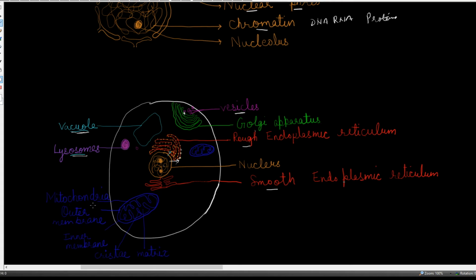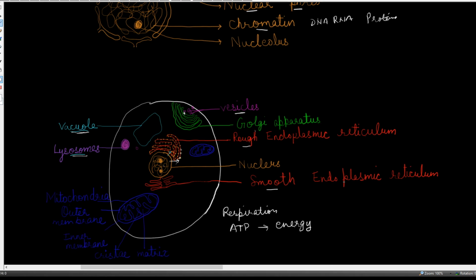Mitochondria, it is a very important organelle. It is also known as the powerhouse of the cell. Why? Because the process of cellular respiration takes place here. During the process of cellular respiration, ATP molecules are produced which provide energy for all the cellular activities.